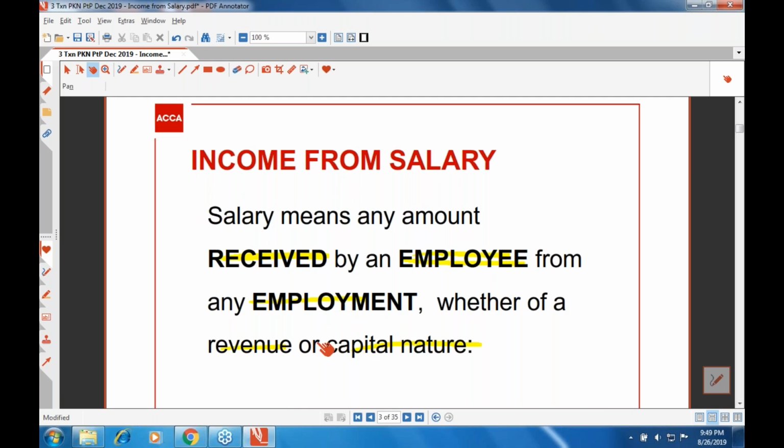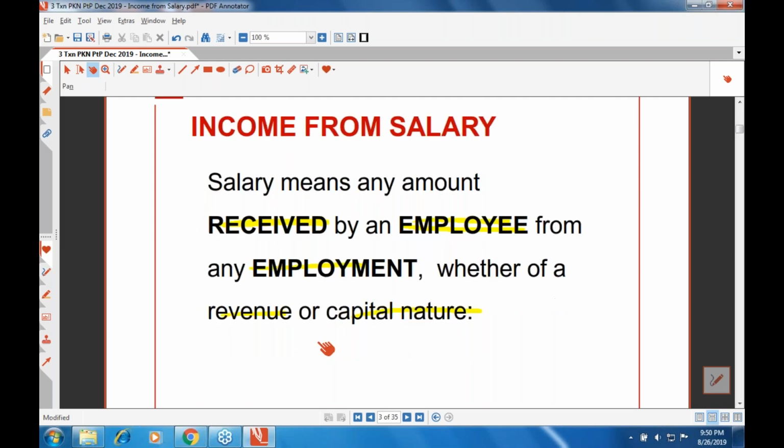If you are receiving cash, that's a revenue nature item. At times you receive other benefits, that's also a revenue nature item. At times you receive things which are of capital nature, for example you are receiving property from your employer, so then that property is going to be considered a capital nature item. So when we talk about the concept of capital or revenue nature, you can receive things from your employer either in the form of cash or benefits or perquisites, etc., or even in the capital nature form also.